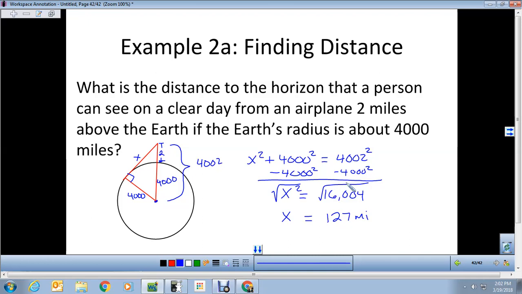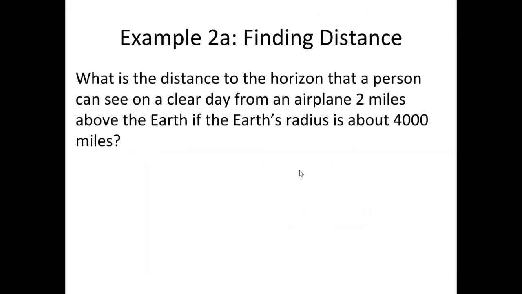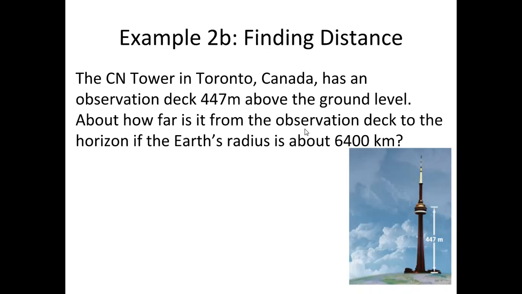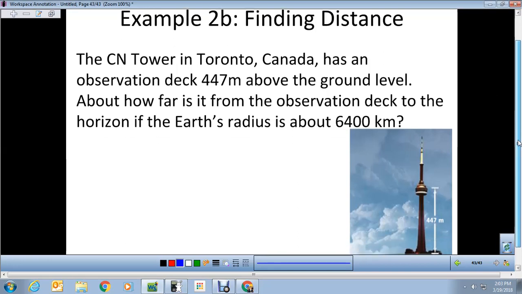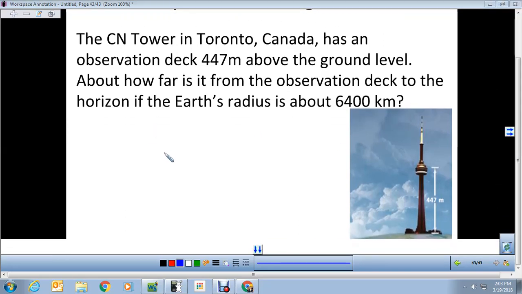All right, pause the video, and I want you guys to try part B. All right, let's see how you did. Once again, this problem is going to look very similar to the other one. So we'll start off drawing our circle. So we have the CN Tower in Toronto, Canada. It has an observation deck of 447 meters above ground level. About how far is it from the observation deck to the horizon if the Earth's radius is about 6,400 kilometers?